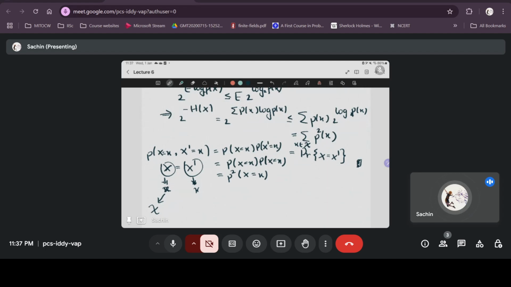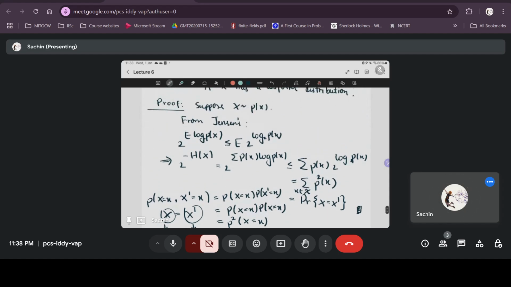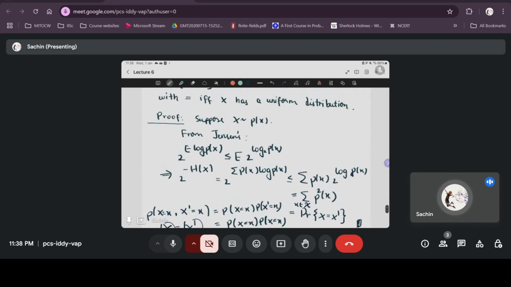A slight change in the previous example: when I said that they're identically distributed, they must take the same values with the same probability. So in that I said X took 1 with probability p, 0 with probability 1 minus p, and X prime took 1 with probability 1 minus p, 0 with probability p. So that's not exactly right. X prime should also take 1 with probability p and 0 with probability 1 minus p. Only then will they be identically distributed.